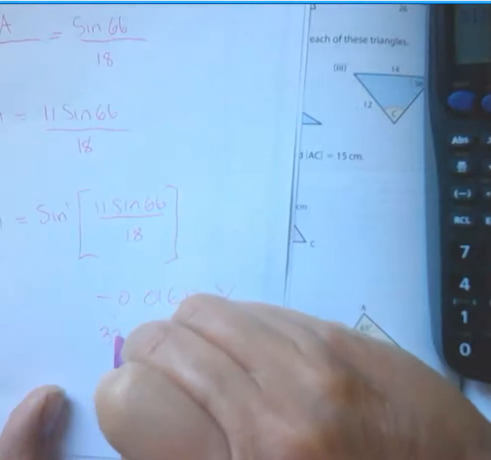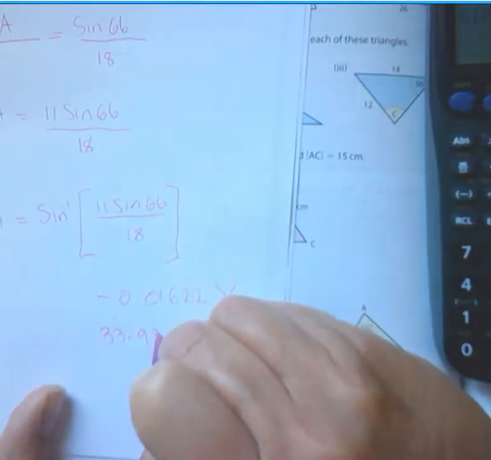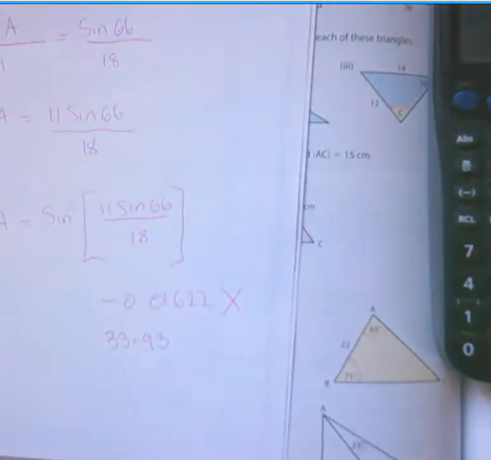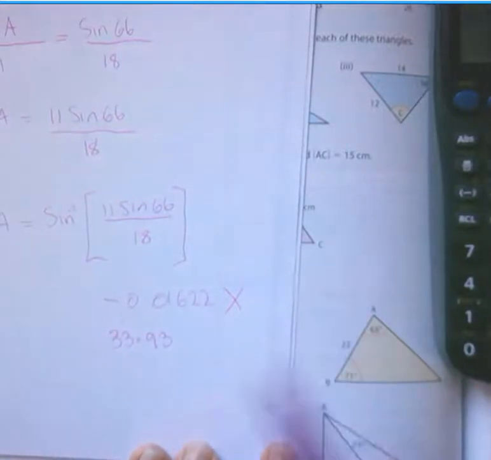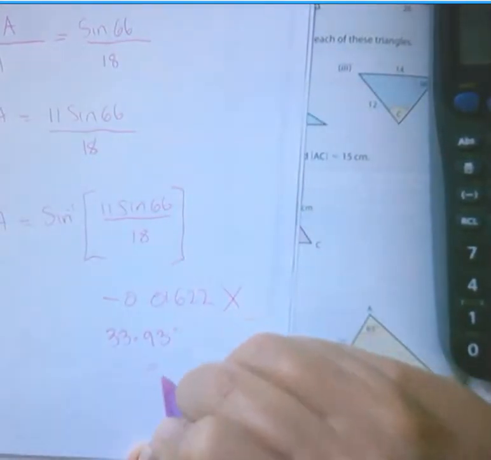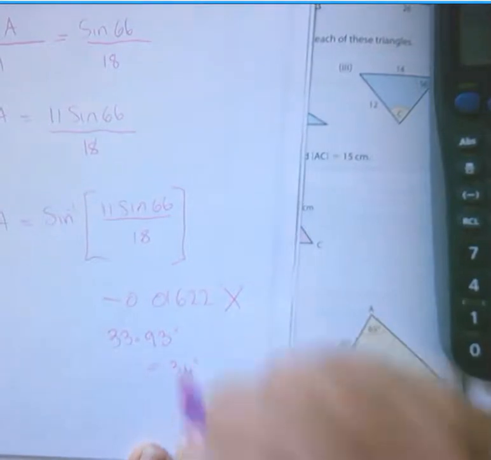So we do not want a minus number or a tiny decimal. This is telling us that we've got 33.93 degrees, which is roughly the same as 34 degrees.